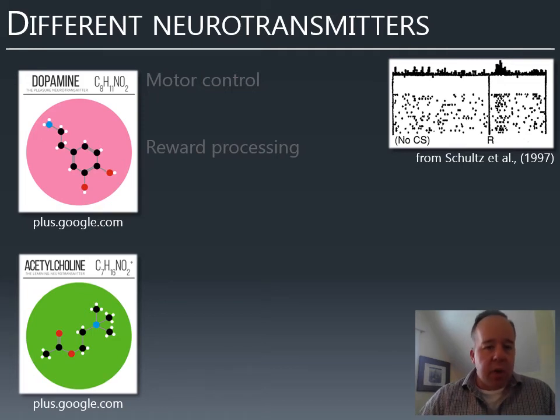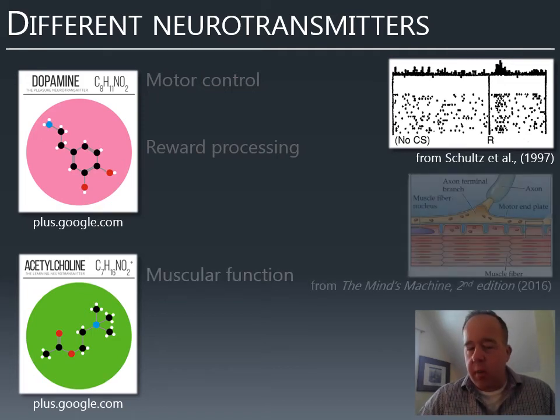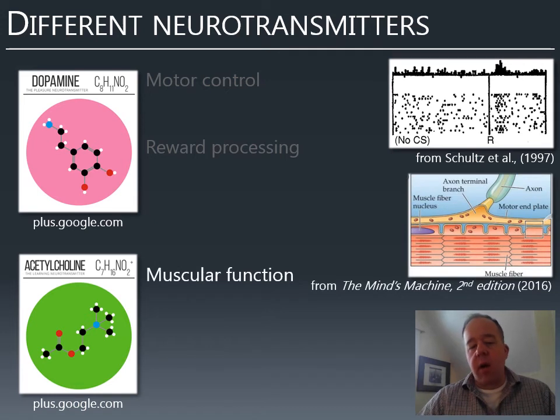The next neurotransmitter is acetylcholine, which we see here. And by the way, I'm putting up these diagrams. There is no need to memorize the chemical structure of these neurotransmitters. Don't worry about that. The point here is just to show you that they structurally are often very similar, both in terms of composition and size. So acetylcholine is essential for muscle function.